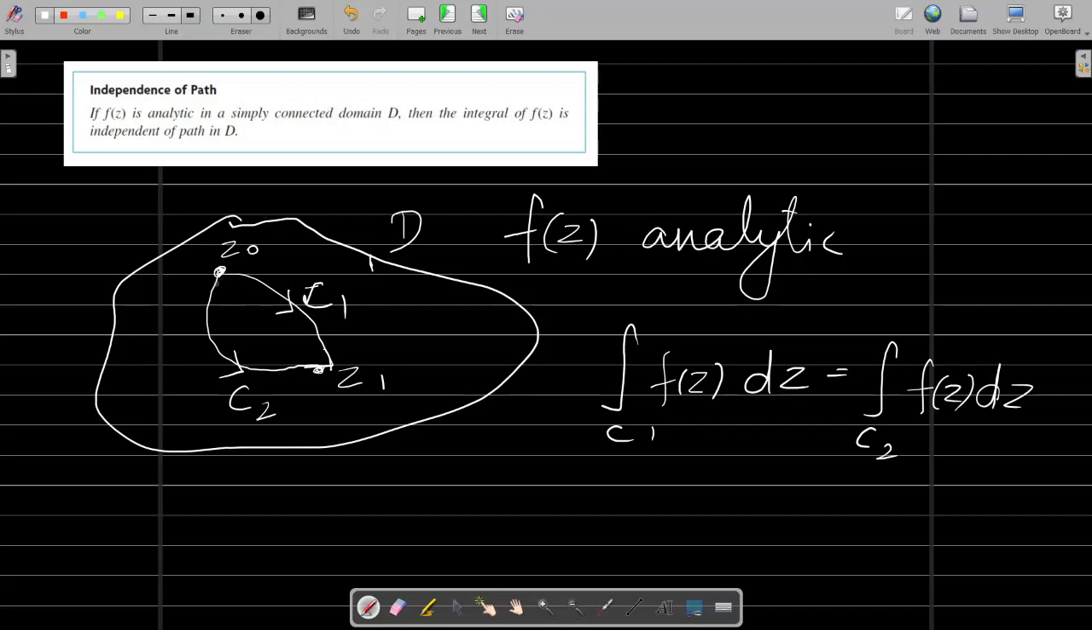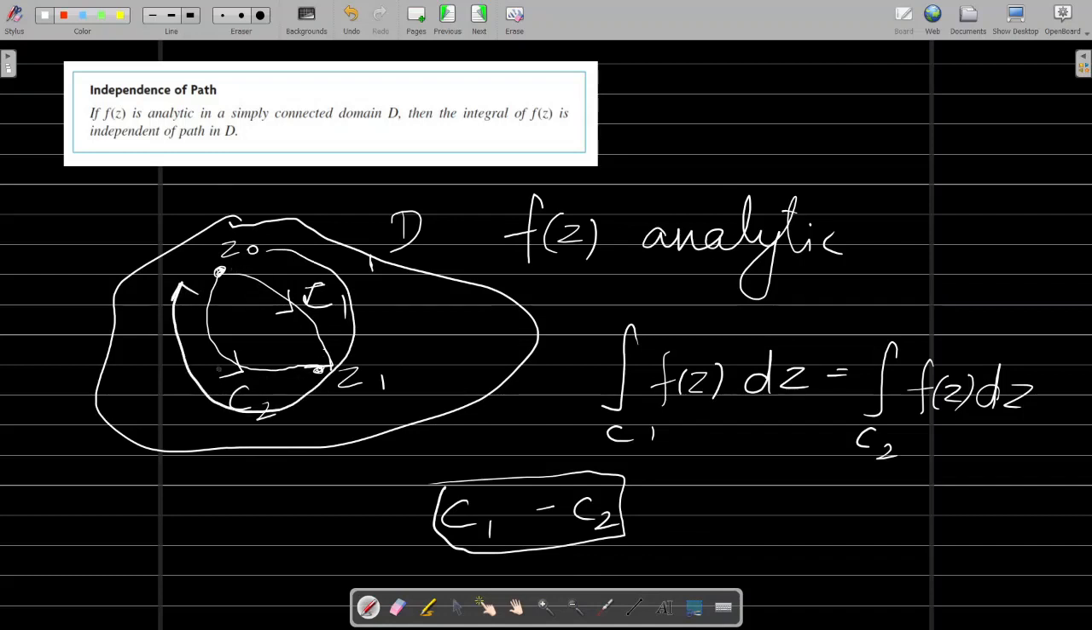Actually, you can use Cauchy's integral theorem to prove that. If I take the path c1 and minus c2, I start from here and come back to here, traveling along c1 and then along c2 in the opposite direction. This is a closed path, which I will call c, so the integral over c is equal to 0. Now the integral over c can be written as the integral over c1 plus the integral over the opposite direction of c2, which I call minus c2, which is equal to the integral over c1 minus the integral over c2. Since this is equal to 0, the integral over c1 is equal to the integral over c2.